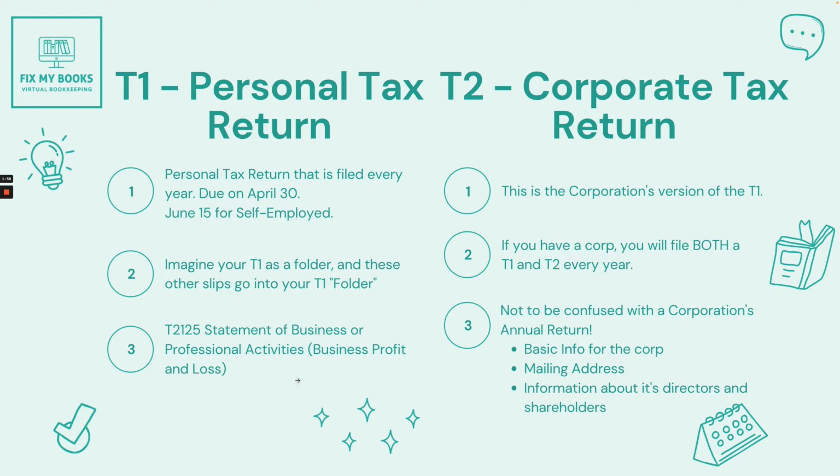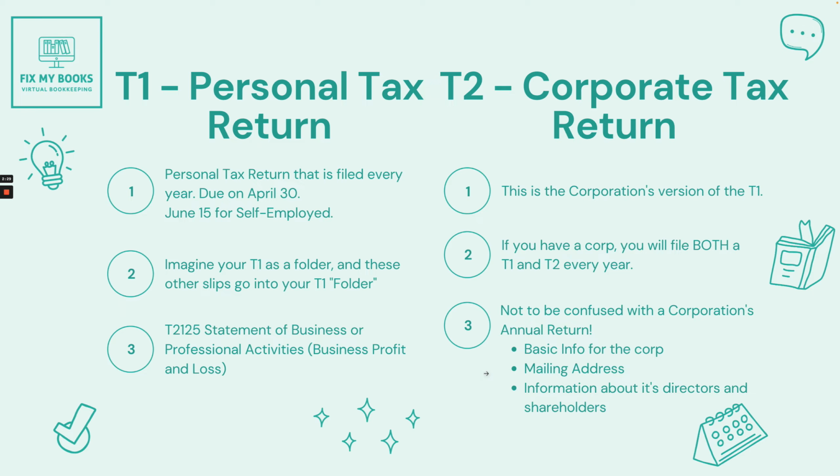So the T2 is your corporate tax return. This is the corporation's version of the T1. If you have a corp, you will file both a T1 and T2 every year. This is also not to be confused with the corporation's annual return. That's different. So a T2 is the corporate tax return and an annual return is different. You both have to file them annually, but don't get confused with the annual return name, okay?